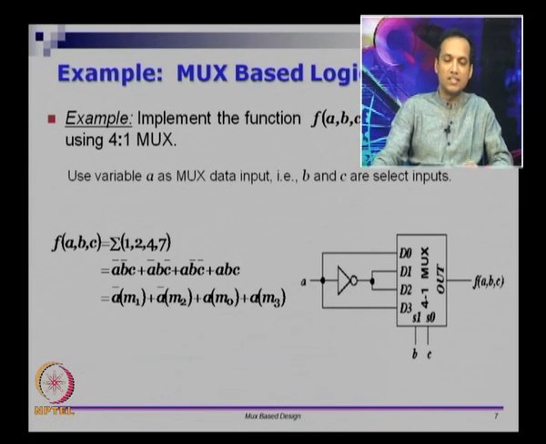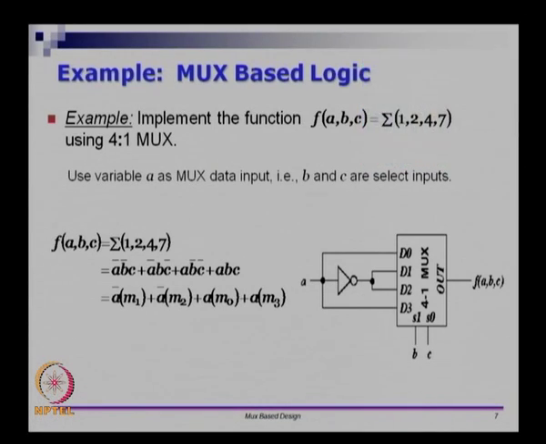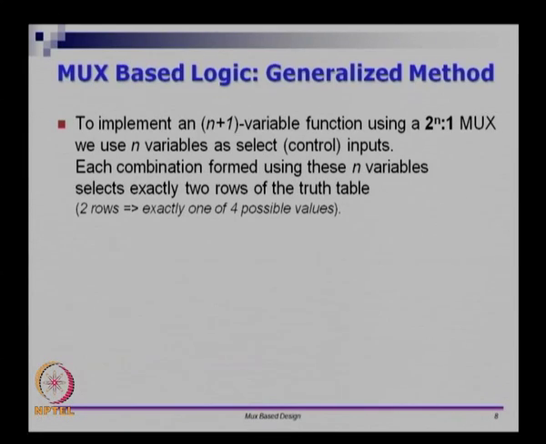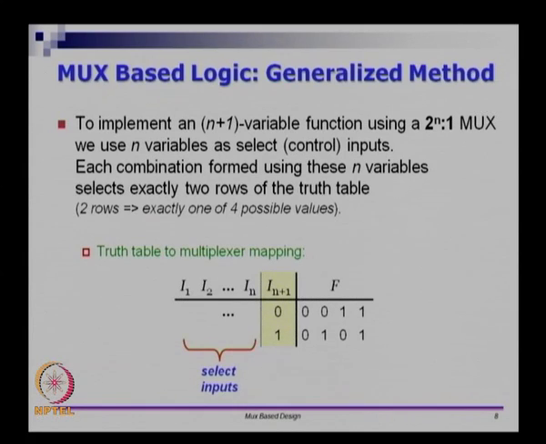This way of doing, we will see something called Shannon's expansion at the end of the module. What we are doing is what is called Shannon's expansion. So, in general what you have to do is, if you are given an n plus 1 variable function and you are asked to implement that using a 2 power n is to 1 MUX, of the n plus 1 inputs you take n of them and give as select lines, and each combination formed will contain some of these things, will either have 0, 1 or the one variable that you eliminated, or the uncomplemented version of the variable that you eliminated. So, each combination of these n variables will select exactly 2 rows from the truth table. So, then you do a truth table to multiplexer mapping.